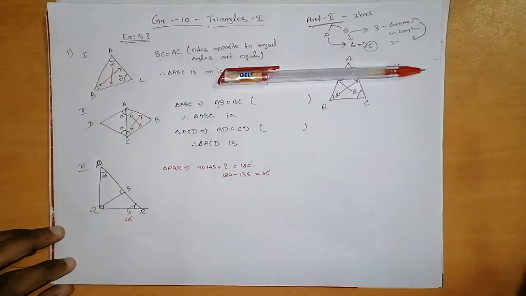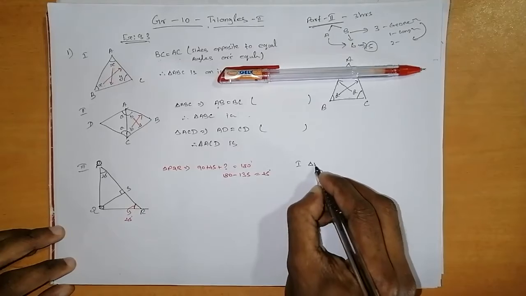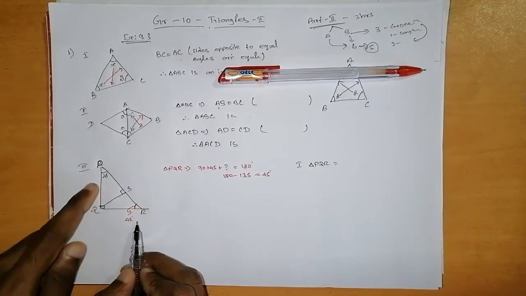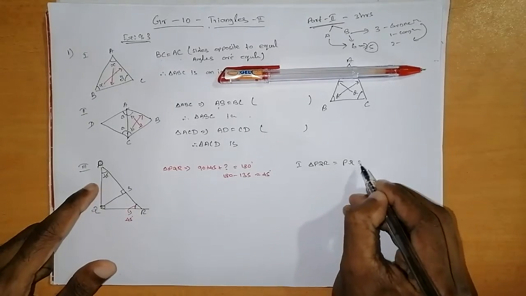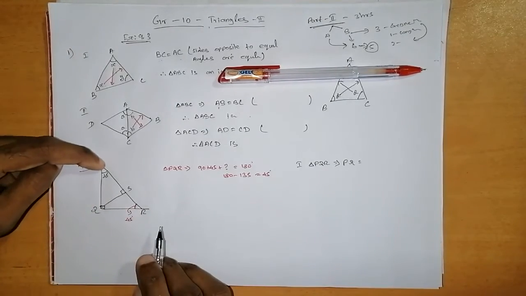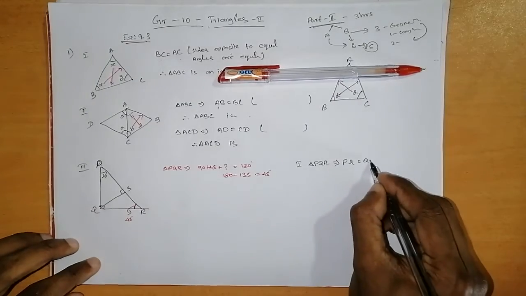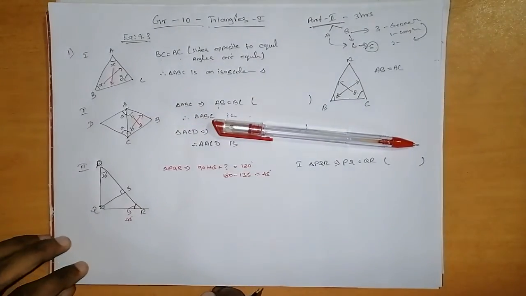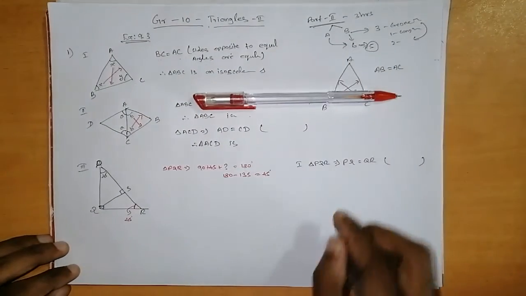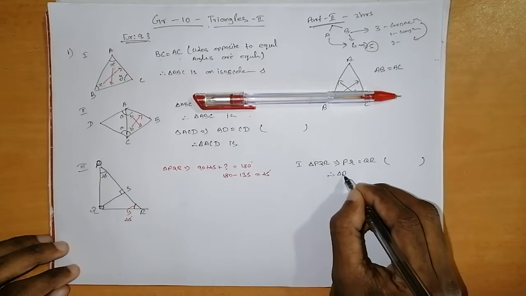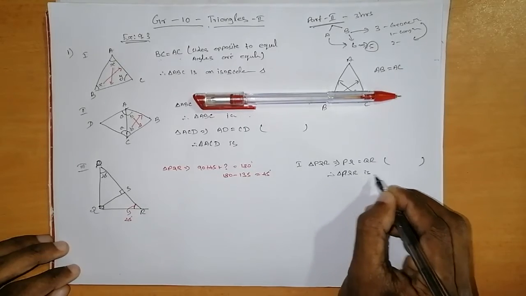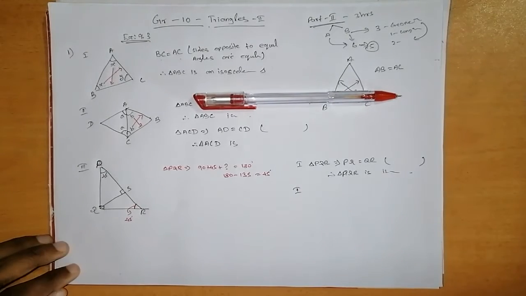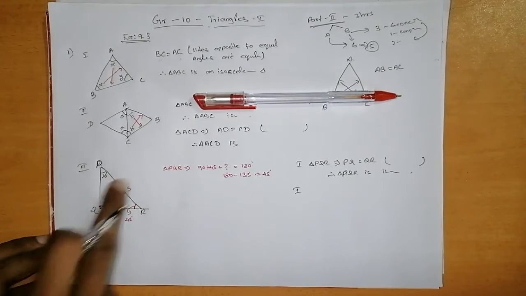So the first pair of triangles, PQR. The opposite side of this 45 is PQ. The opposite side of this 45 is QR. PQ equals QR. You know the theory: sides opposite to equal angles are equal. Therefore triangle PQR is an isosceles triangle.